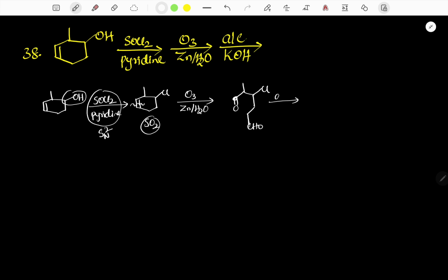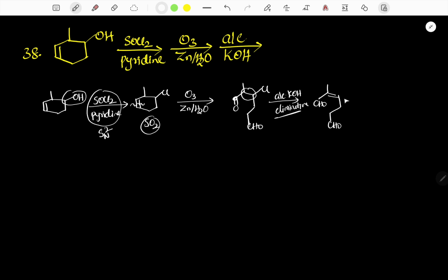Now it is treated with alcoholic KOH. So alcoholic KOH, here we can expect elimination. So here a conjugated compound will form. Alcoholic KOH here prefers elimination. So therefore after elimination the corresponding product is CHO and CHO.